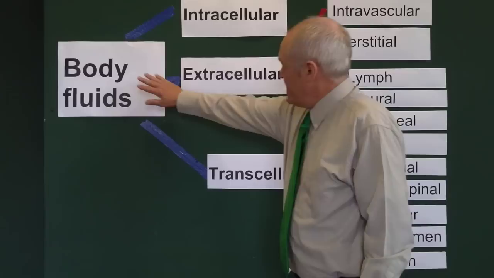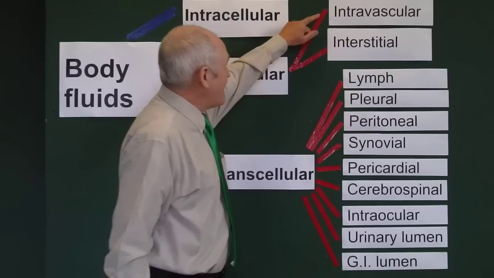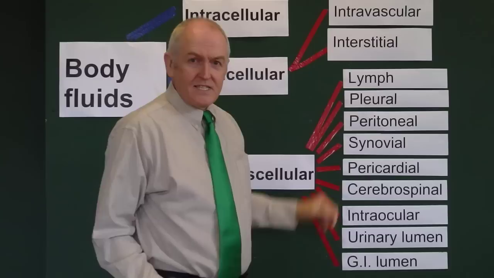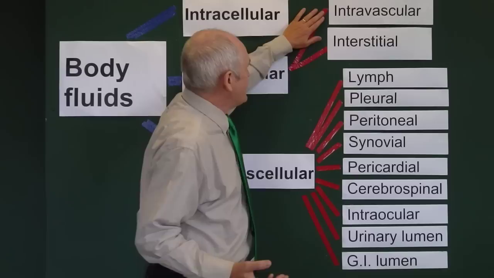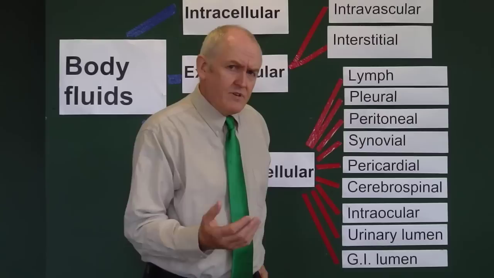Now, body fluid will also be extracellular, not inside the cells of the body. And here there are two main compartments: the intravascular compartment and the interstitial compartment. The intravascular compartment, as the name implies, is inside the blood vessels. So it's the blood inside the chambers of the heart, and in the arteries, veins and capillaries. Of course, that fluid is supposed to be compartmentalized within that intravascular compartment, and in fact, if blood leaks out of it, we would call it hemorrhage.